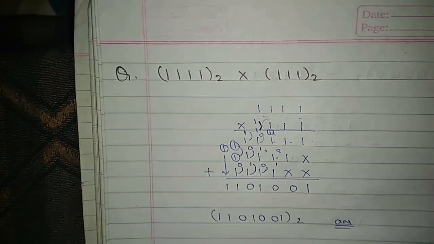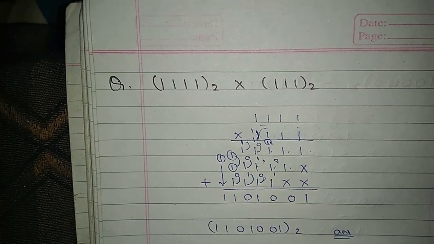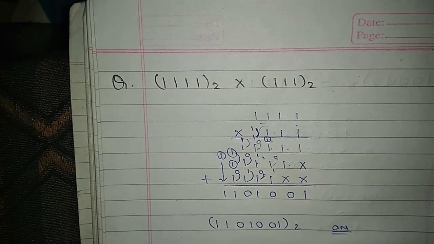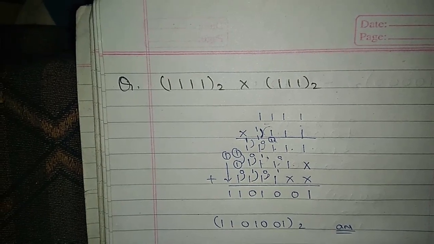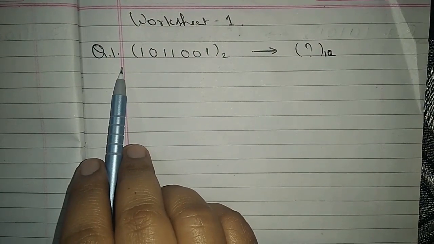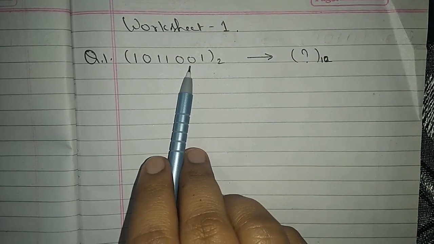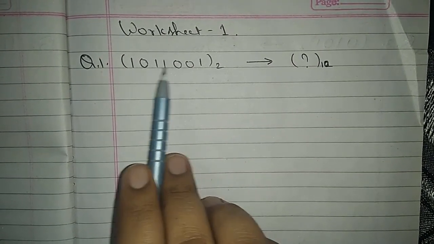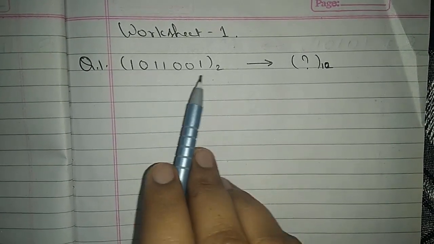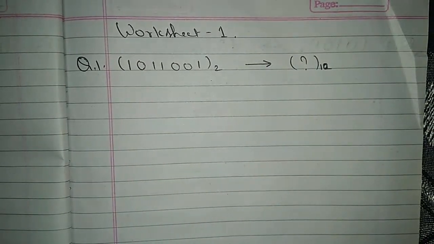Fine. Now after this we have to discuss worksheet number 1, which I have given you earlier. So now we have to discuss the conversion of binary to decimal and decimal to binary with some questions. These are the homework questions which I have given you earlier with worksheet 1. So these are the questions of binary to decimal conversion. Our first question is 1011001 with a base of 2, and we have to convert this number to the base of 10.